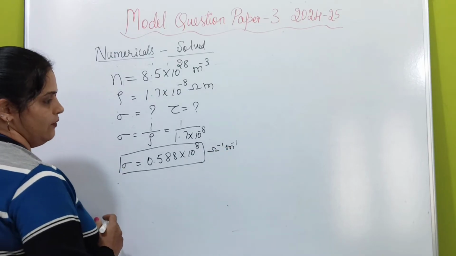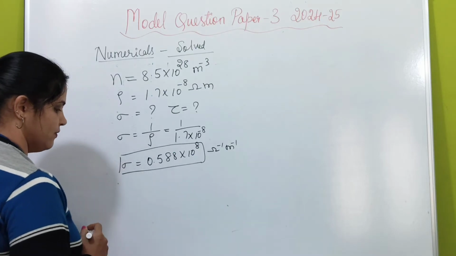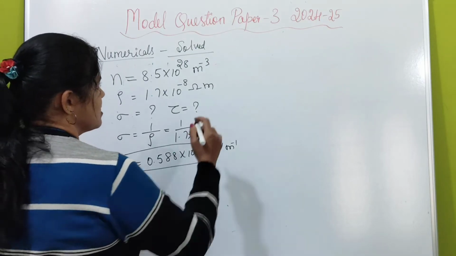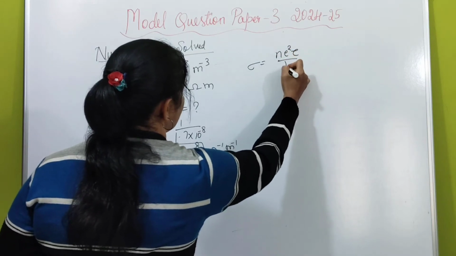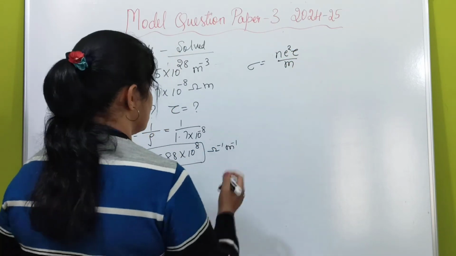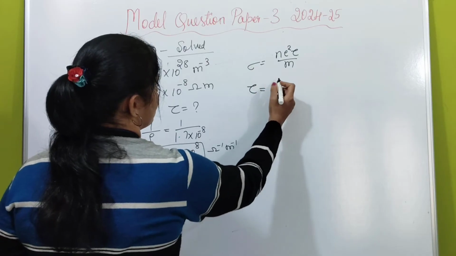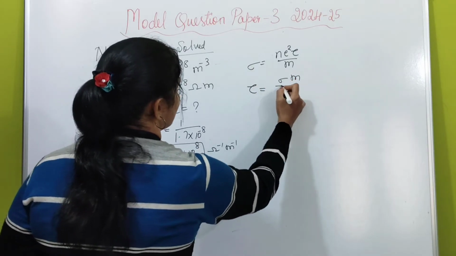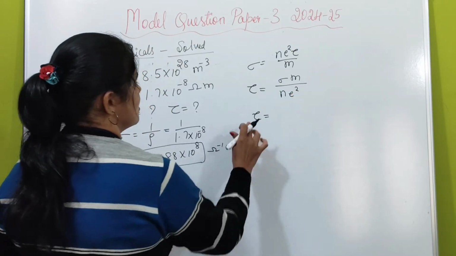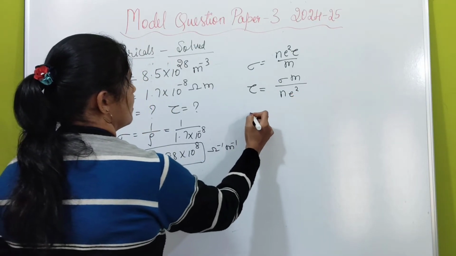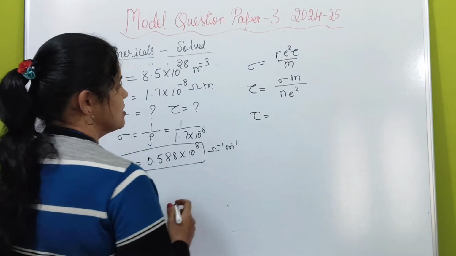Ohm inverse, meter inverse. And what is the relation for sigma? Sigma can be written as n e square tau by m. So using this we can write tau is equal to sigma m divided by n e square.